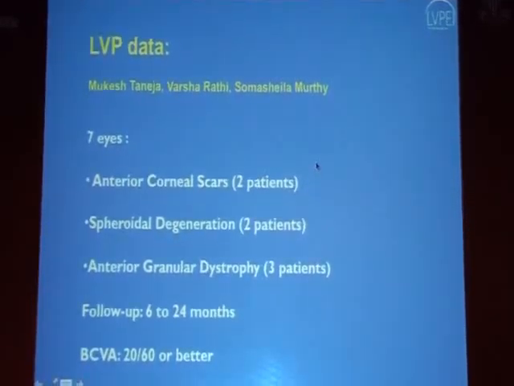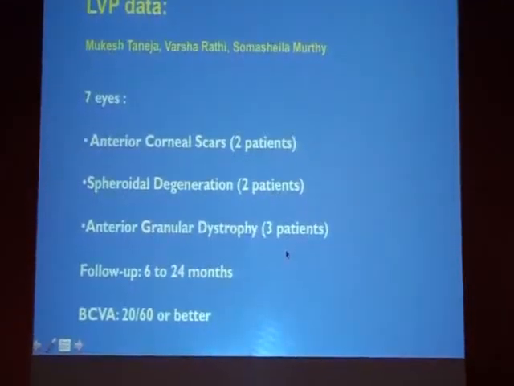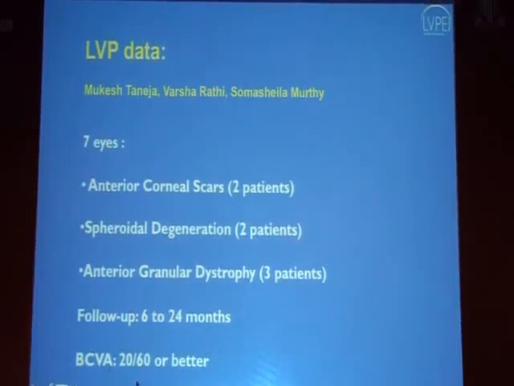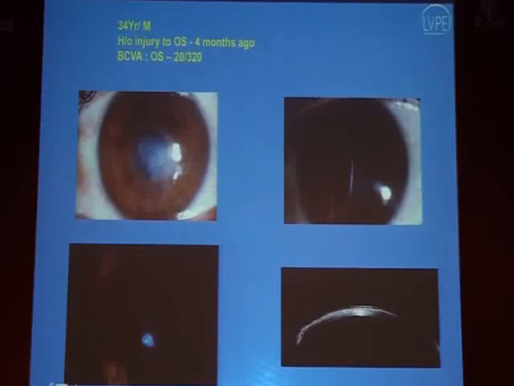So we looked at the results of these cases, and we saw that in the follow-up of 6 to 24 months, we had extremely gratifying results of unaided visual acuities of 20/60 or better. So this is one case where there's a corneal scar due to a foreign body. In fact, there was a glass particle which was lodged into the corneal stroma.